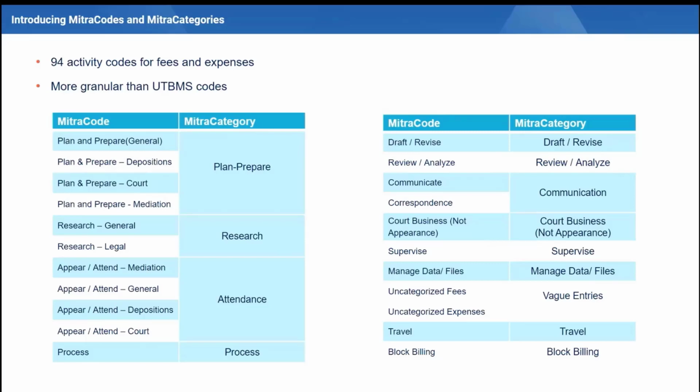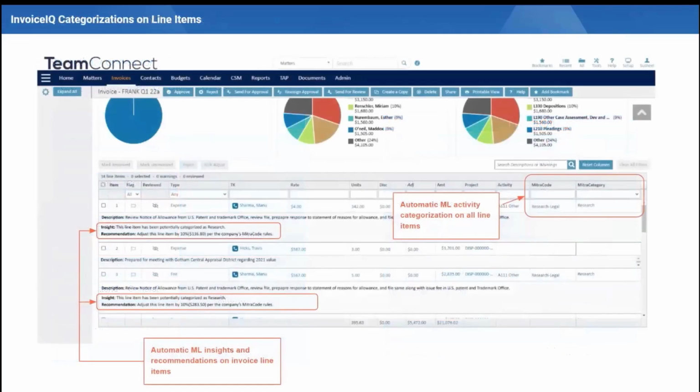There are some 94 out-of-the-box meter codes and meter categories that are part of the IIQ module. These codes don't rely on the UTBMS code that's been submitted. The key here is we only rely on the description of the line item. So when an invoice comes in, depending on the text of the line item, it'll categorize that line item with one of the 94 meter codes and meter categories we have.